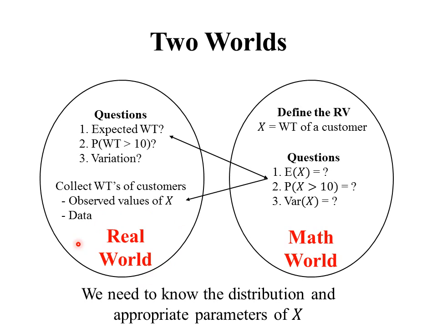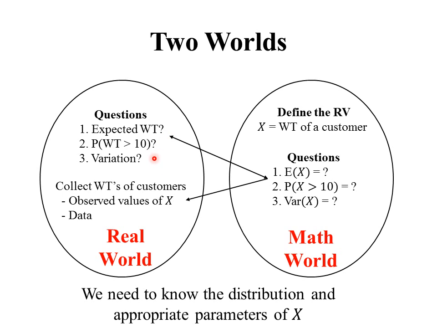We've got our two worlds here, the real world and the math world. Of course, we live in the real world. We ask questions in the real world. We want answers in the real world. But we use ideas from the math world in order to answer those questions. So here are our three questions. What's the expected wait time? What's the probability a wait time is greater than 10?